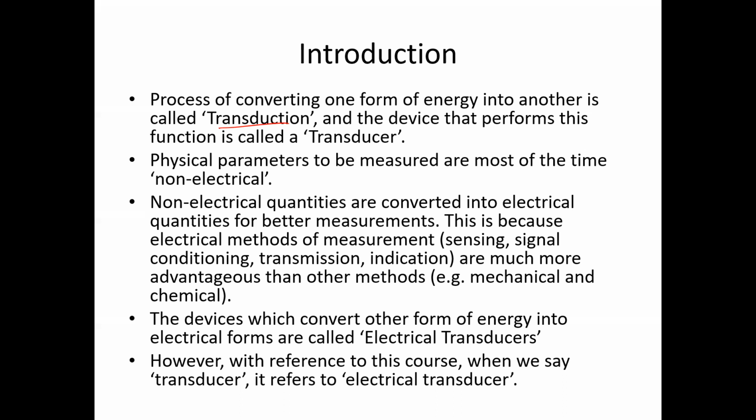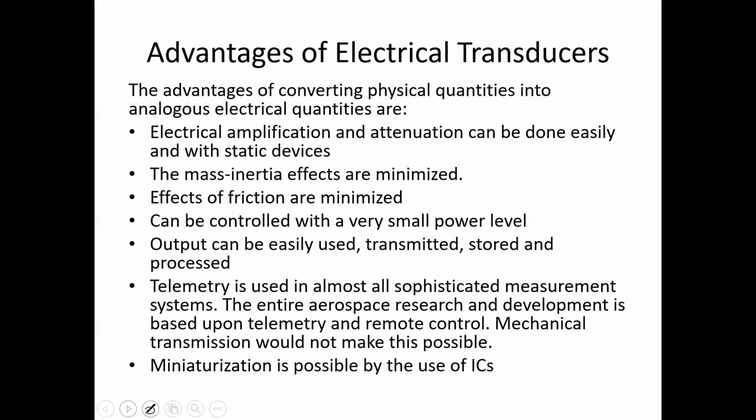And in most of the cases, the signals or the quantities that we want to measure are in non-electrical form, the physical quantities that we want to measure. So in order to incorporate electrical methods of measurement, they have to be converted into electrical energy or electrical form. In this course, we are going to later on discuss the operation of different types of electrical transducers. And what are the advantages of converting the physical quantities into analogous electrical quantities?